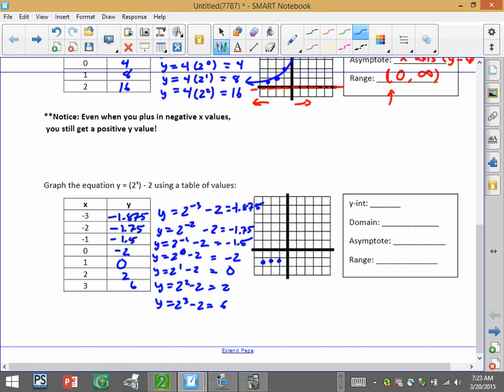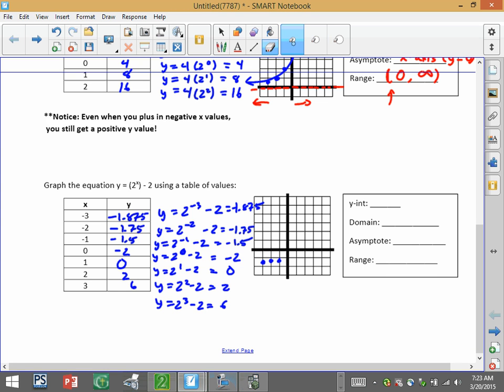Hold on just a moment. Oh, I see what I did wrong. This is not negative 2. 2 to the 0 is 1. 1 minus 2 is negative 1. So 0, negative 1, 1, 0, 2, 2, and then 3, 6. So here, the y-intercept changed to 0, negative 1.